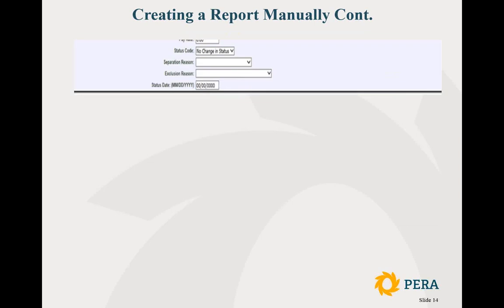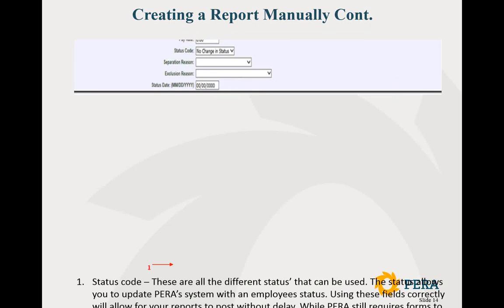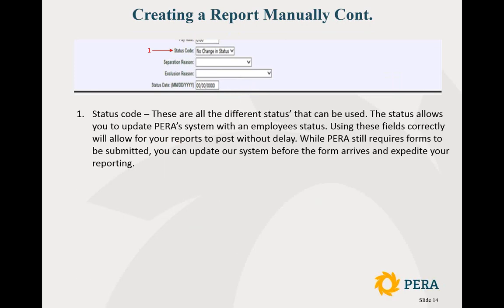Let's take a closer look at the different status fields and what they are for. Status code. These are all the different statuses that can be used. The status allows you to update Para's system with an employee status. Using these fields correctly will allow for your reports to post without delay. While Para still requires forms to be submitted, you can update our system before the form arrives and expedite your reporting.